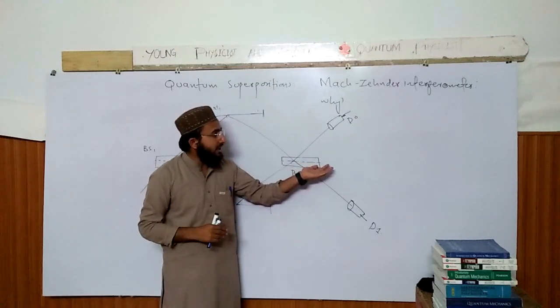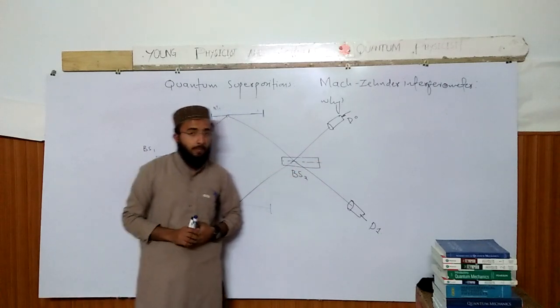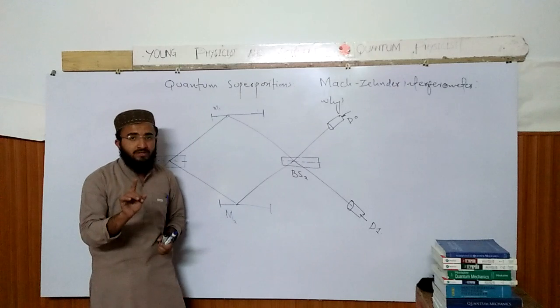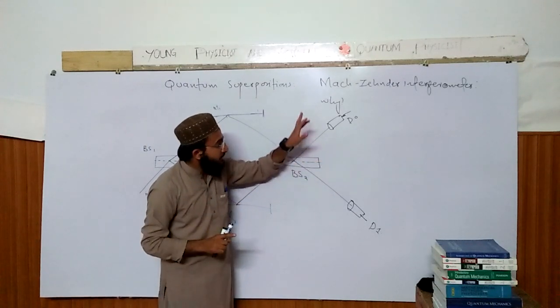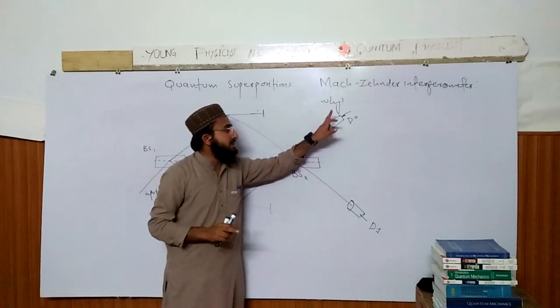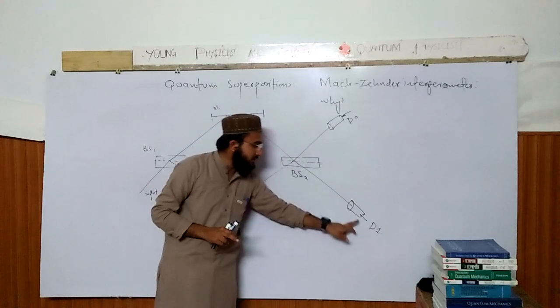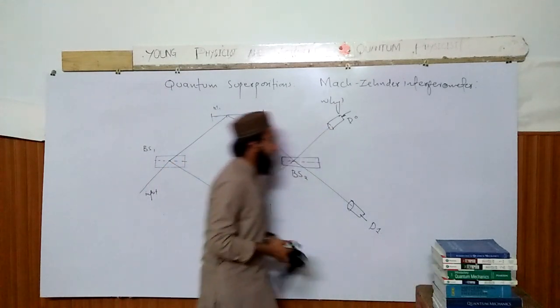So now let's use the approach of quantum physics. Remember, in quantum physics, we do not obtain the photons in both detectors. Either the photon will be detected through D0 or it will be detected through D1. So now let's analyze these points.